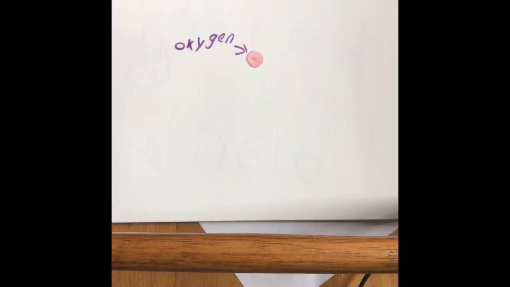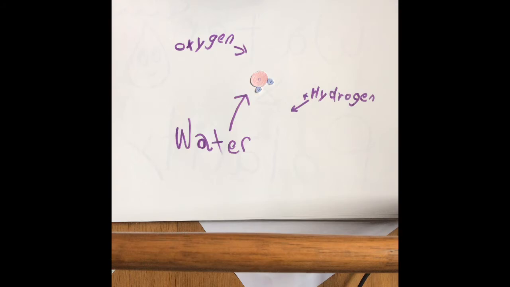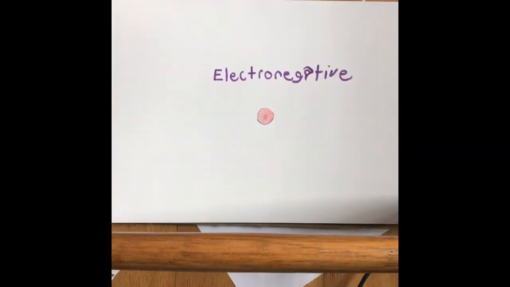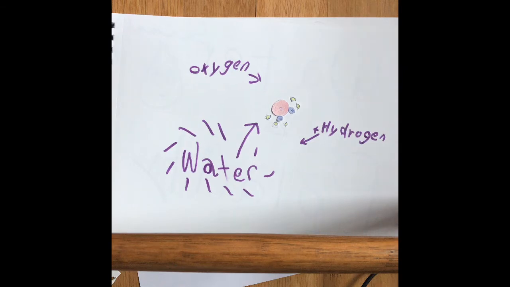It all starts when one oxygen atom meets two hydrogen atoms and they decide to form a covalent bond. See, oxygen is highly electronegative, meaning that it attracts electrons. The electrons of the hydrogen atoms are pulled towards the oxygen atom. Since electrons have a negative charge, the oxygen atom is now slightly negative, and the hydrogen is slightly positive.